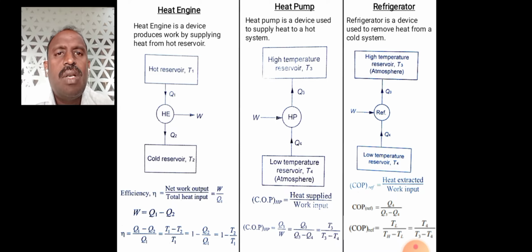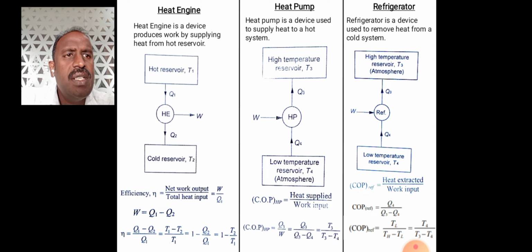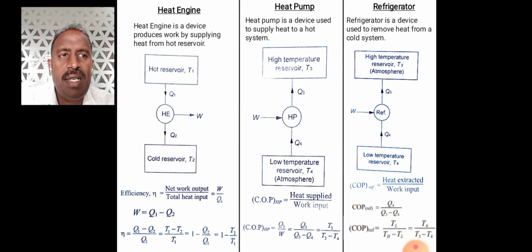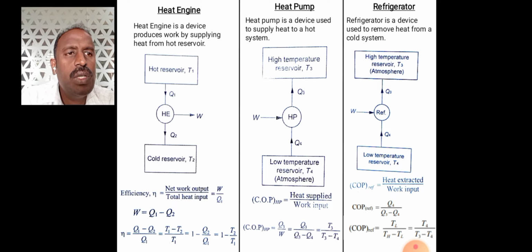Next you will have the refrigerator. The refrigerator is a device used to remove heat from a cold system, whereas your heat pump supplies heat to the hot system. Look at the diagram; both are the same diagram. The only change is that the atmosphere position is changed from the heat pump to the refrigerator. In the heat pump, T4 is your atmosphere, and in the refrigerator, T3 is the atmosphere.